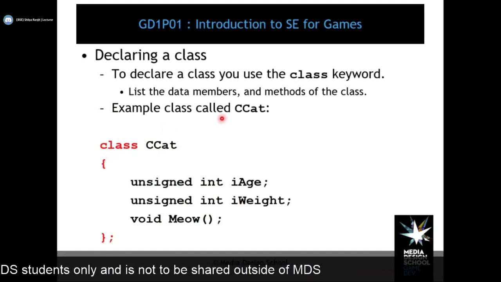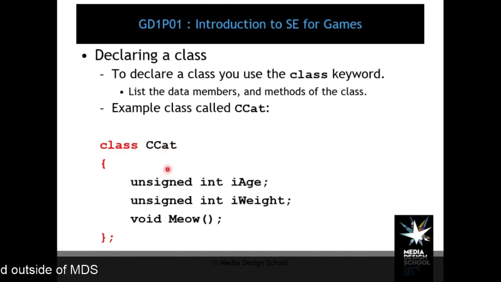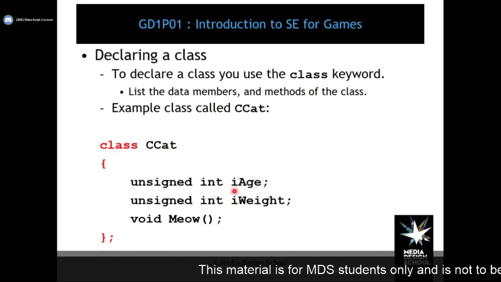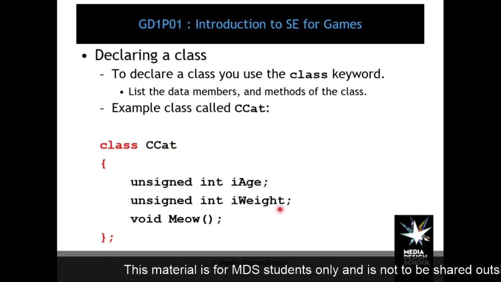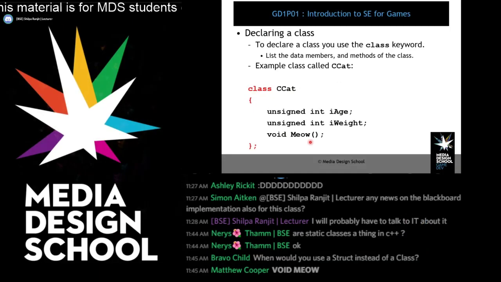So to declare a class, you use the class keyword and then give it a meaningful name. In this example over here, the name of the class is CCat. What I need for this particular project is just the age and the weight of the cat. That's why you've just got an iAge and an iWeight here. And the functionality is just a meow, or whatever it does.